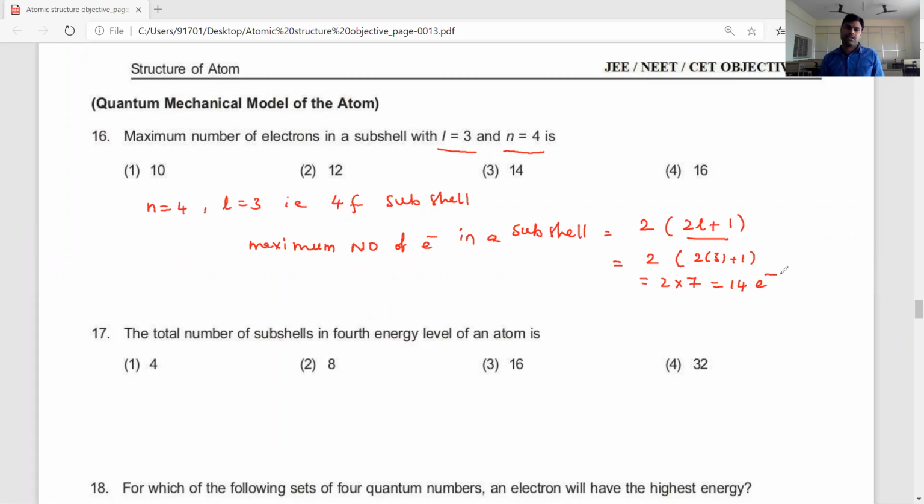It's very easy. Okay, students. In the same way, for any subshell, the maximum number of electrons is equal to 2 into (2l plus 1), which is nothing but 4l plus 2. Okay. Let's go for the next question.